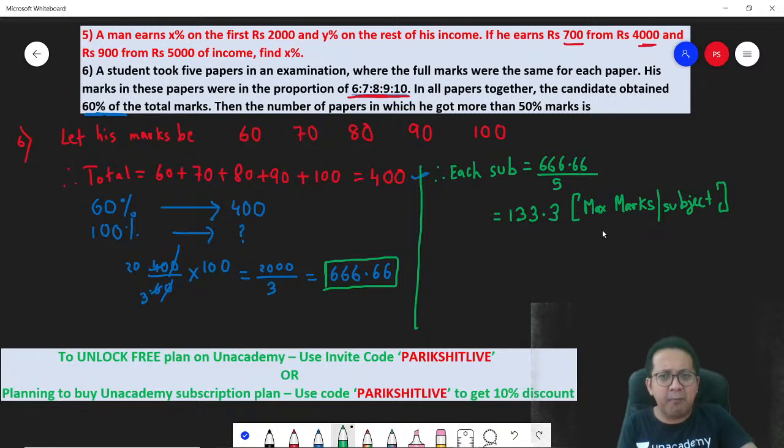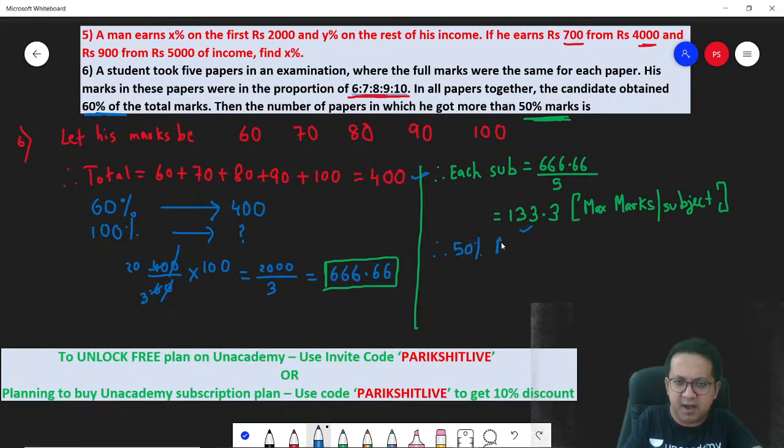The question is the number of papers in which he got more than 50% marks. Think about it logically. Maximum marks is 133, therefore 50% is the cutoff, the threshold. How much is that? Half of it. So 133 divided by 2 is approximately 66.66.